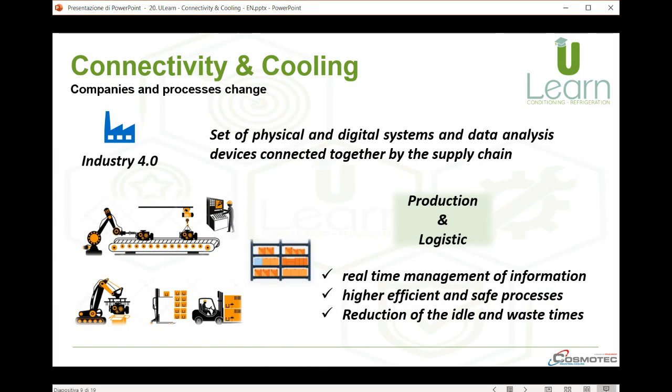Companies and their processes that produce products and services are changing. We have been for some years inside a transformation called Industry 4.0. It concerns a set of physical and digital systems and data analysis devices connected to each other along the whole chain, mainly in the production and logistics departments, in order to manage information in real time, making processes more efficient and safe and reducing inactive and waste time.